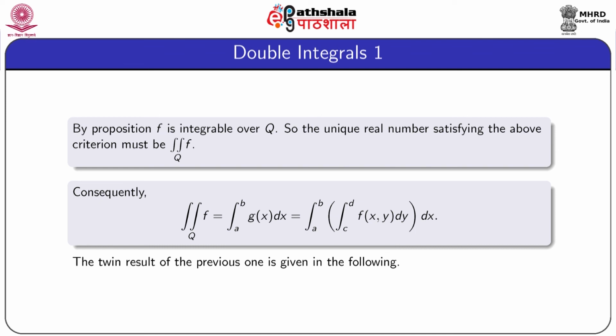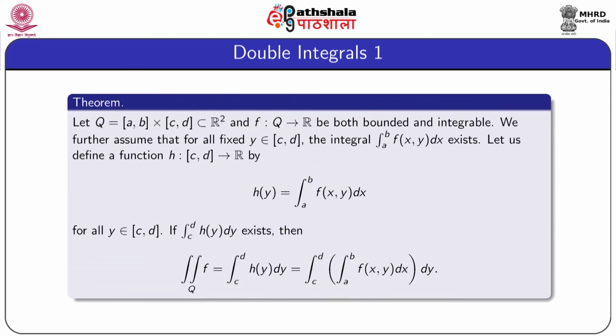This result has a twin result in which we change the order of integration, and that is given in the following. Let Q equal to [a,b] cross [c,d] in R2 and f from Q to R be bounded and integrable. We further assume that for all fixed y in [c,d], the integral from a to b of f(x,y) dx exists. We define a function h from [c,d] to R by h(y) equal to the integral from a to b of f(x,y) dx for every possible y. If the integral from c to d of h(y) dy exists, then the integral of f over Q equals the integral from c to d of h(y) dy, which equals the integral from c to d of the integral from a to b of f(x,y) dx dy.